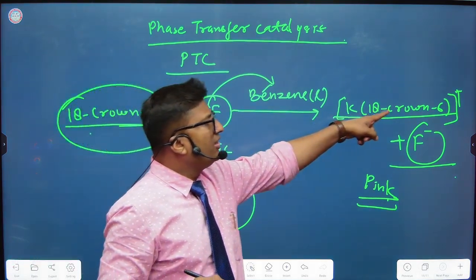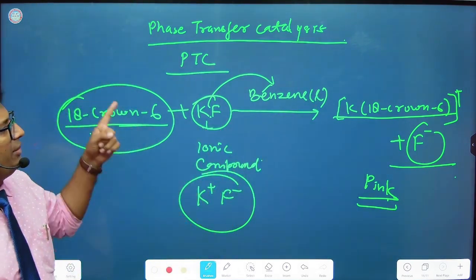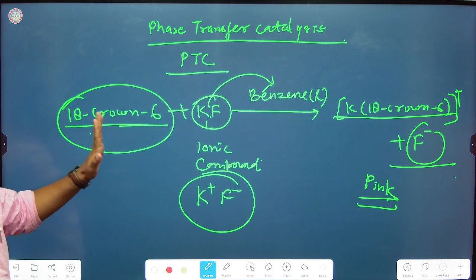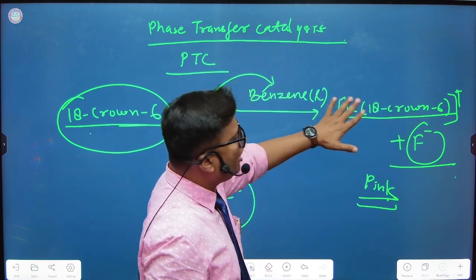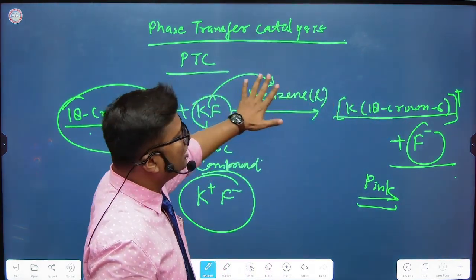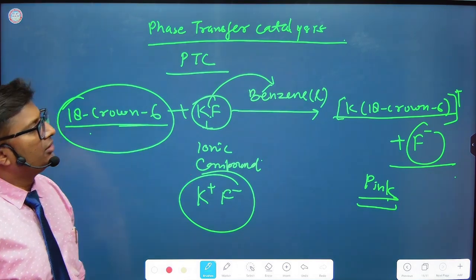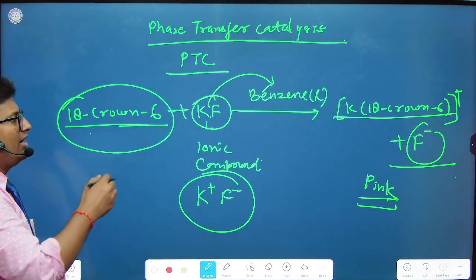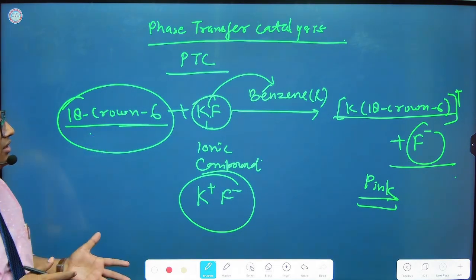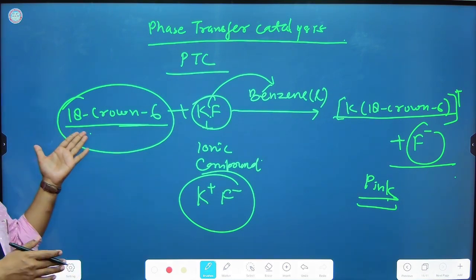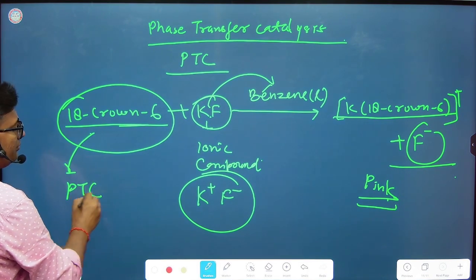Now 18-crown-6 has both polar and non-polar parts. The outer periphery, the hydrocarbon part, will interact with benzene, and it will solubilize the potassium fluoride. So potassium fluoride goes into the liquid state. From the solid state to the liquid state is obtained in the presence of 18-crown-6. So it acts as a PTC, phase transfer catalyst.